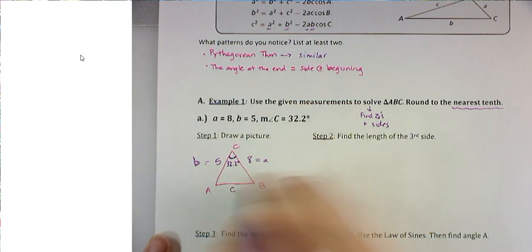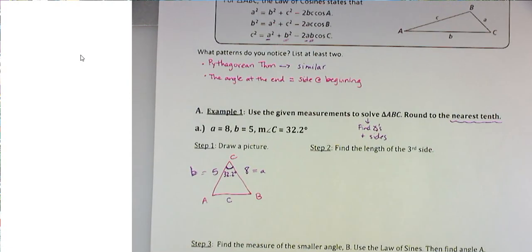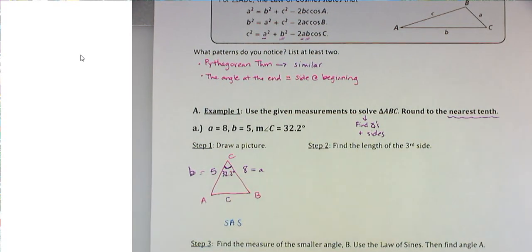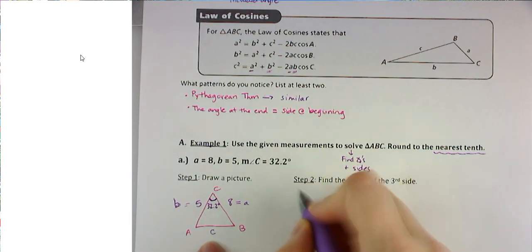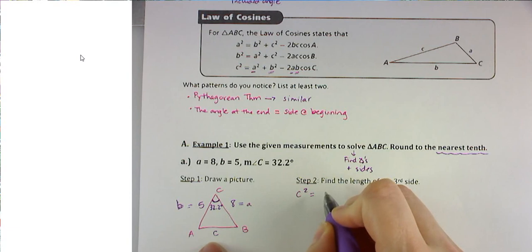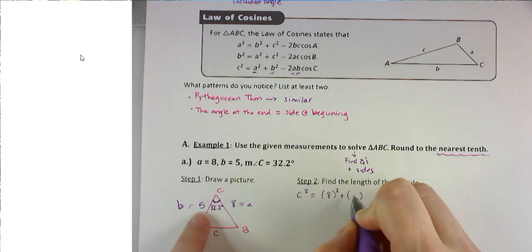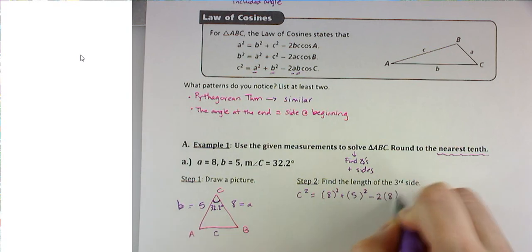So in this situation, this is side, angle, side. We're given a side, an angle, and an included side. That's how we know we are going to have to use the law of cosines. So if you're given angle C, you can use this as a reference. So this is going to be c squared equals a squared, which is 8 squared, plus b squared, 5 squared, minus 2 times a times b times the cosine of C.